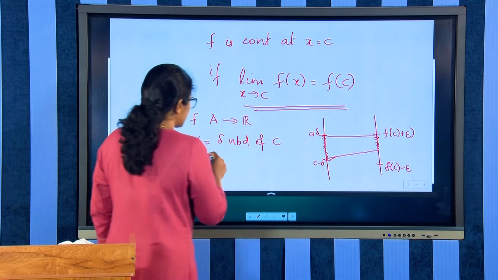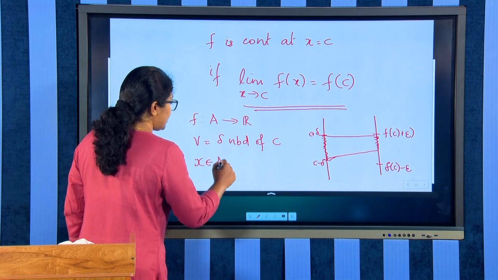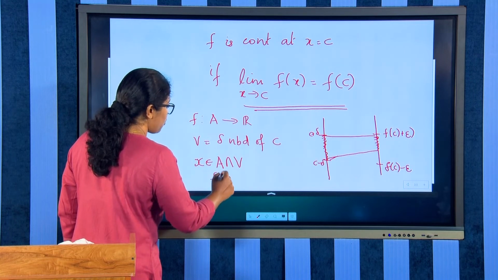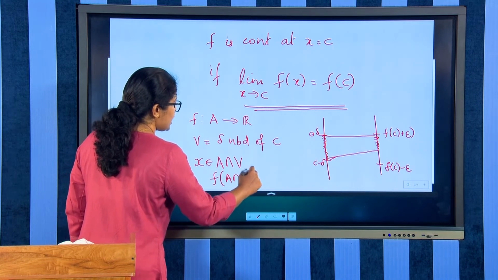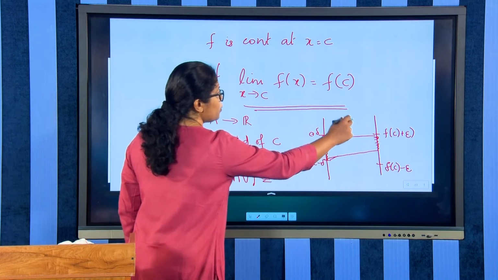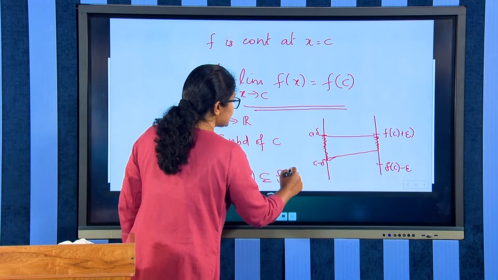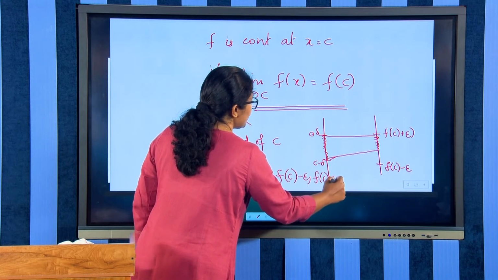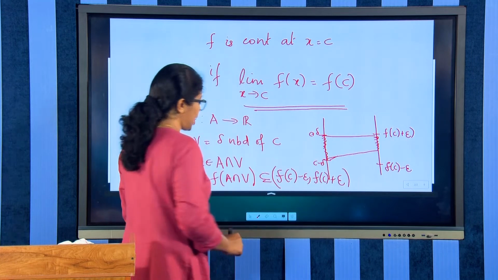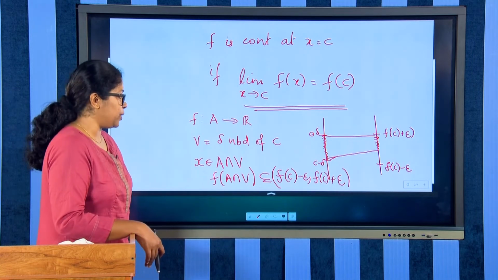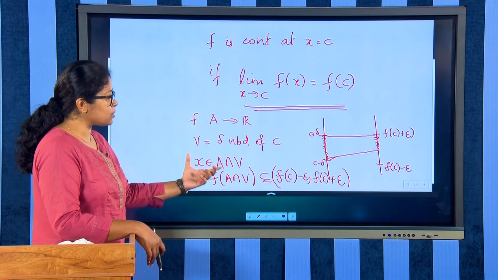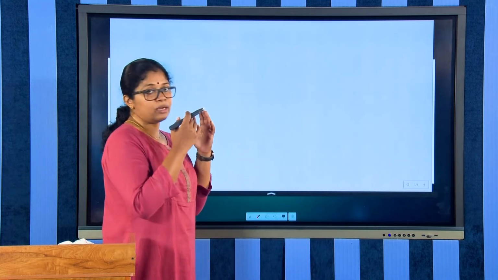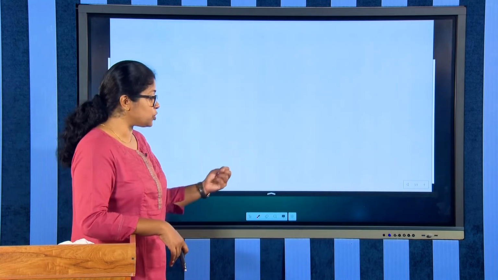Or we can say that whenever x belongs to A intersection V, the image f of A intersection V is a subset of the epsilon neighborhood of f of c, (f of c minus epsilon, f of c plus epsilon). So, this is the exact concept of continuity. Using this concept we can think of the proof of composition of functions.